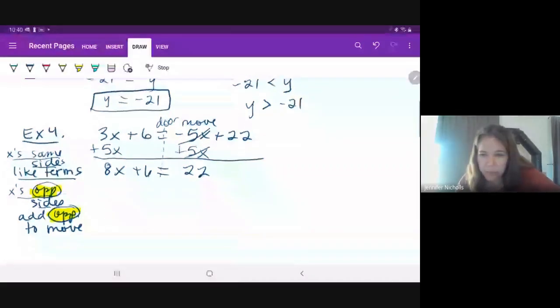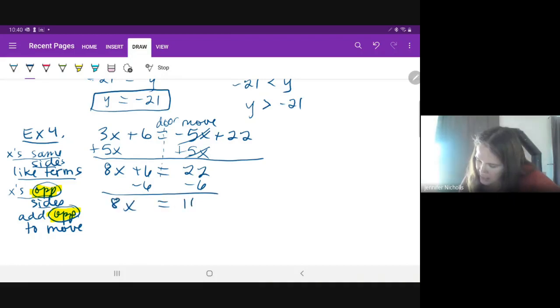Okay, now what do we do? So what do we do next? Subtract 6, 8x equals 16. And then I'm getting my other color out.